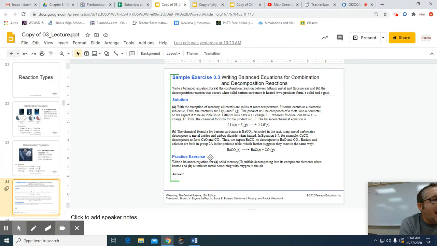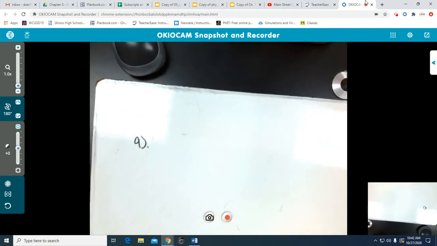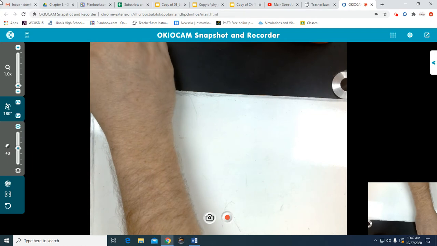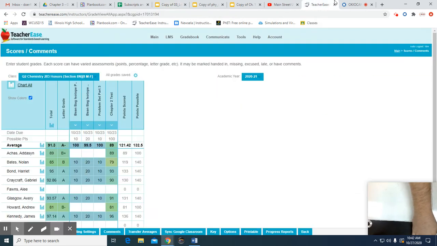So for A, we need to write a balanced equation for solid mercury(II) sulfide decomposing into its component elements when heated. Okay, so let's start with A first. We have solid mercury(II) sulfide decomposing into its components.